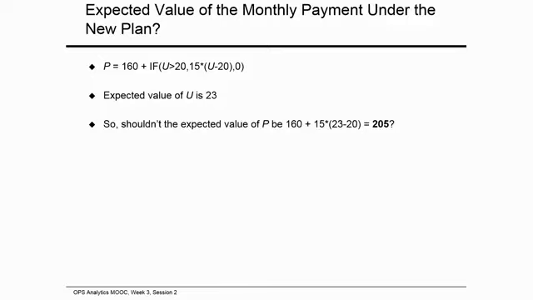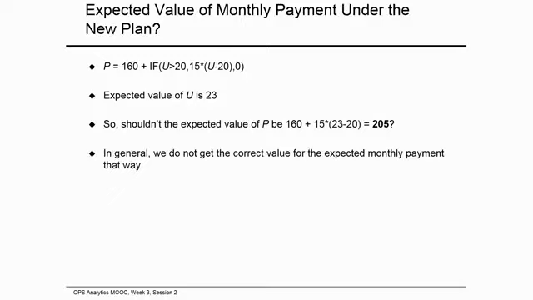It's very tempting to try and get the estimate of the expected value of a random key performance indicator by replacing all the random factors it depends on by the expected values. For example, if we plug in 23 gigabytes into that formula, we get a value of $205. Is this the expected value of our monthly payment P? Unfortunately, while there are cases when you can get the correct estimate for the expected value of a key performance indicator in this way, in many other cases, this is a wrong way to go.